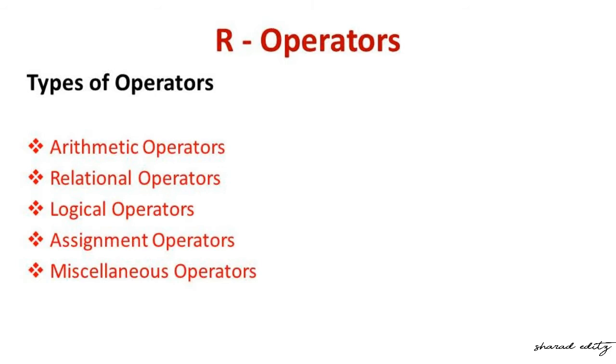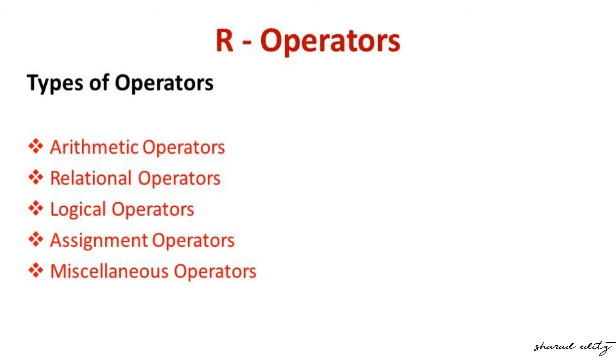Next we will study about an operator. What is an operator? An operator is a symbol which is used to perform any mathematical operation or logical manipulations. Our language is rich in built-in operators and provides different types of operators, that is arithmetic operator, relational operator, logical operator, assignment operator, and there are other operators. Now we will study them one by one. So first is arithmetic operator.